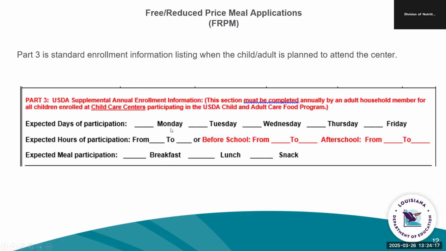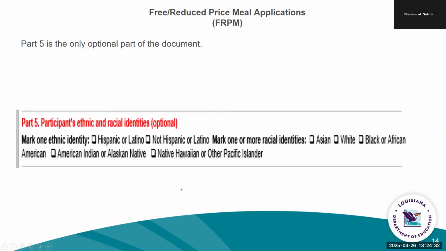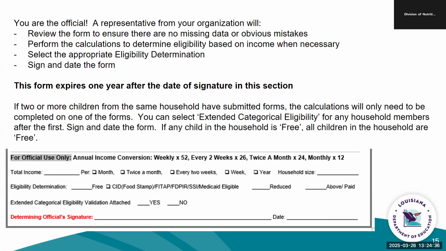Again, part 3, they have to fill this out. I kind of reviewed this already. Again, that Social Security number or the check that they do not have a Social Security number. Optional, ethnicity and race. Again, you are the official.